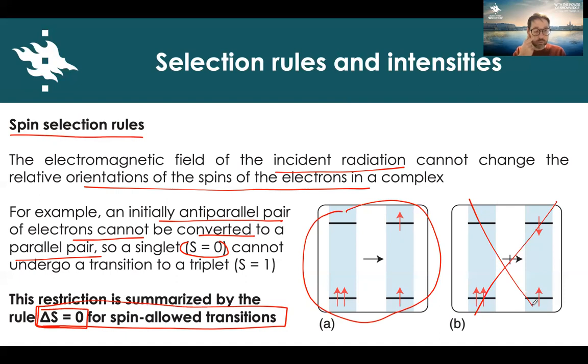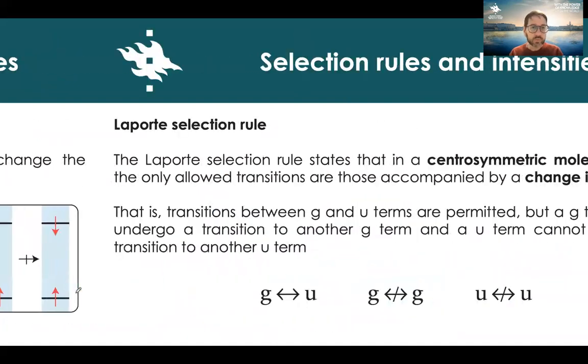So the selection rule is that the variation in the multiplicity of the terms should be zero. The only allowed transitions are the ones in which there is no change in the spin multiplicity.